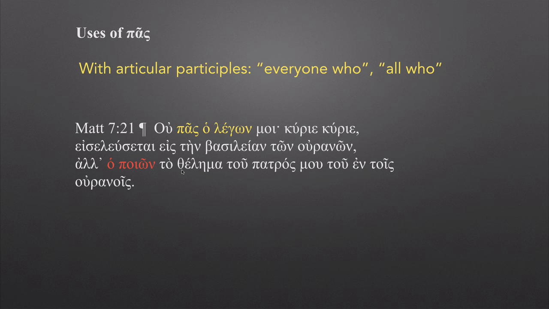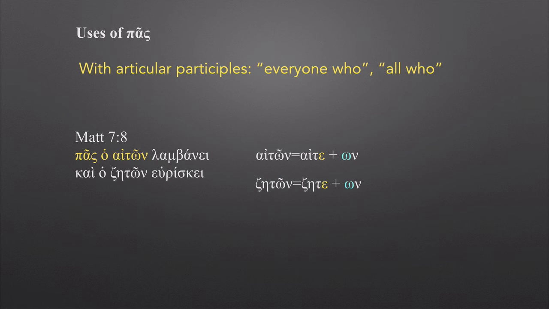While we're still in the Sermon on the Mount, I'll give you two other examples of this, of both issues, contract verbs forming participles and the use of pas. So in Matthew 7:8, Jesus says, pas ho aitōn lambanei. Aitōn is one of our vocabulary words. It's from aiteō. And here we have aiteō contracted with a participial ending, which gives us aitōn. Everyone who asks, and that's our subject, and then it has a finite verb. Everyone who asks, lambanei, receives.